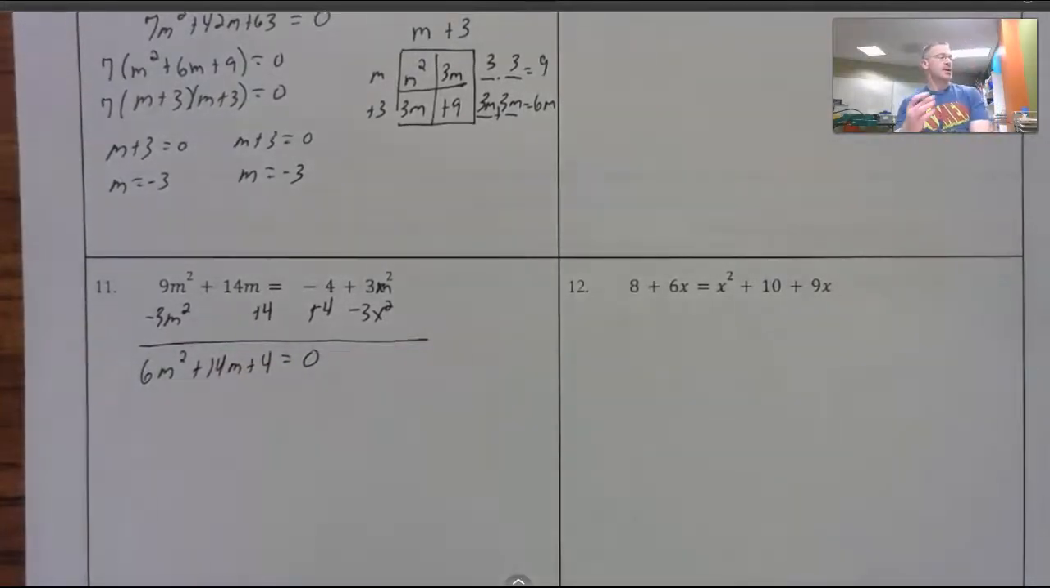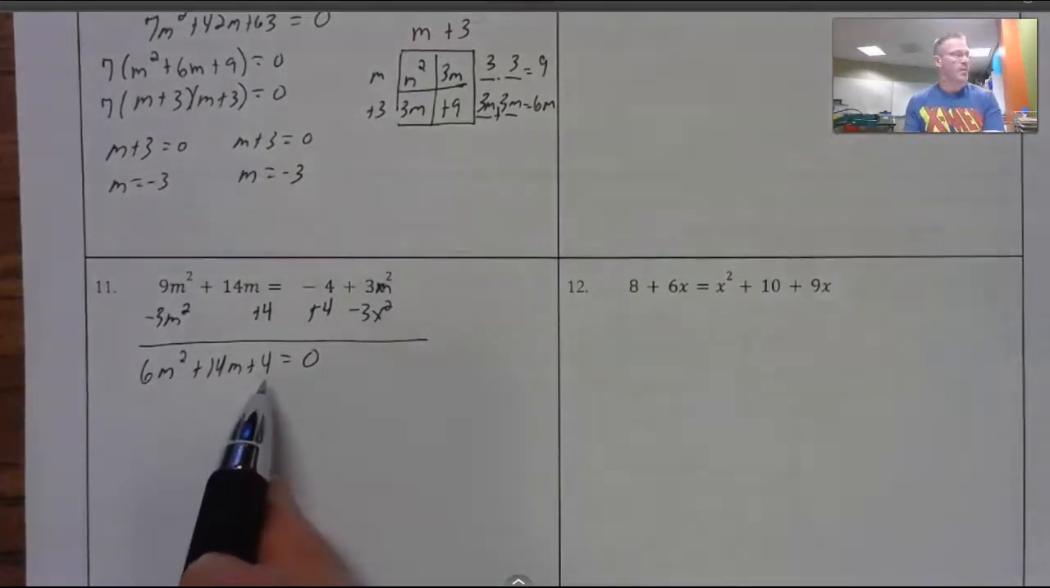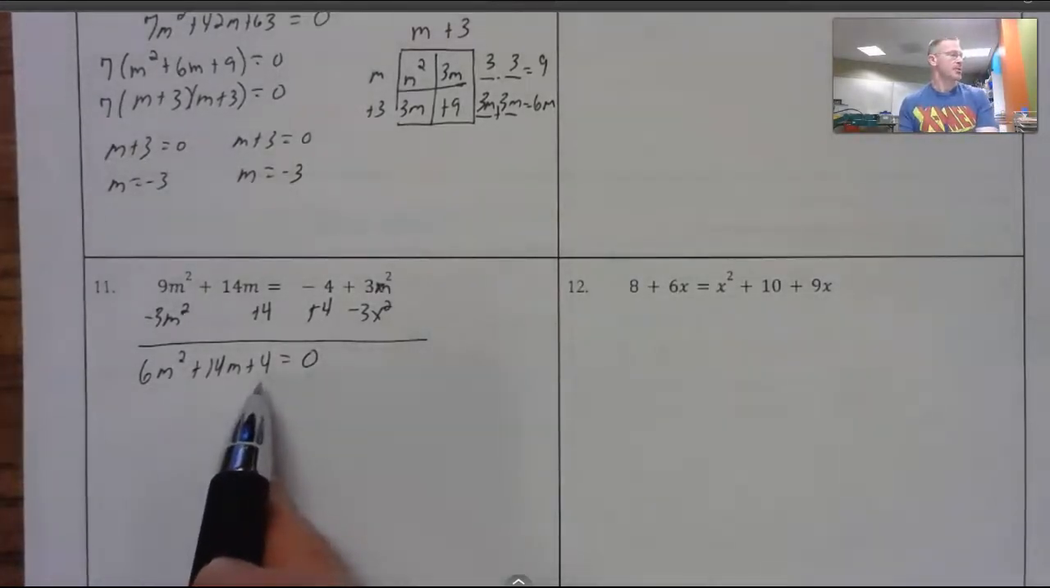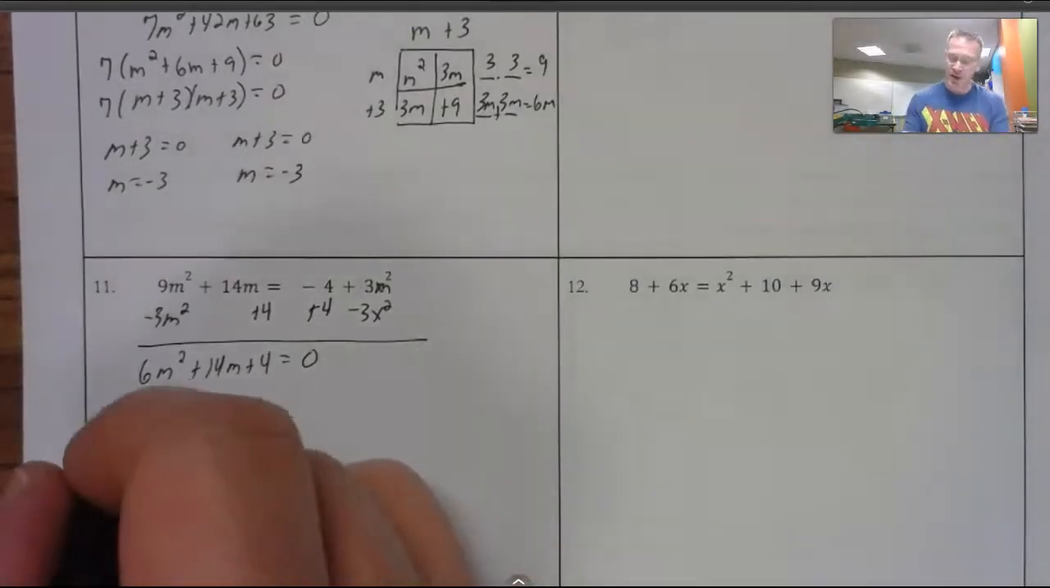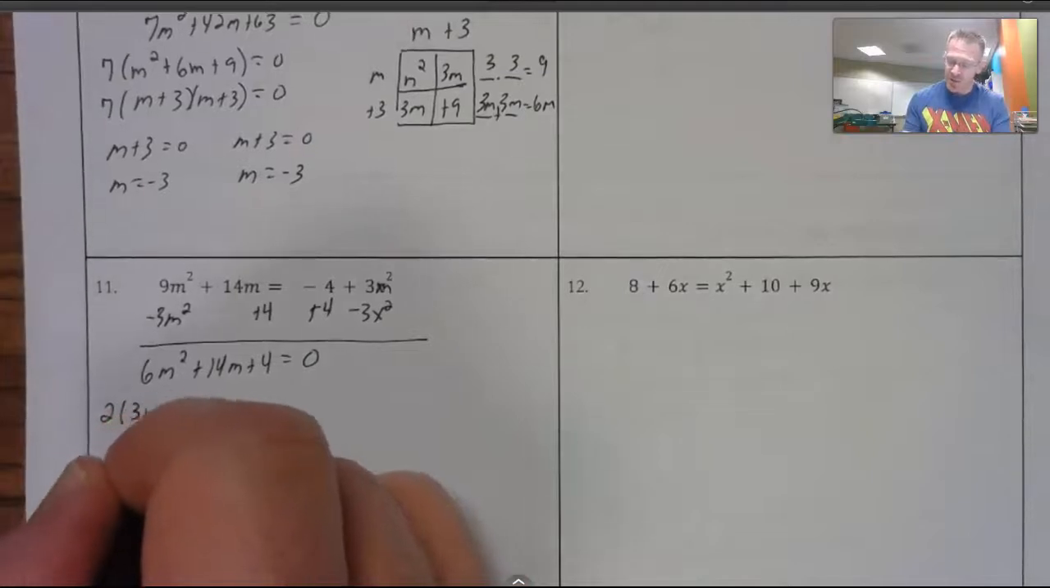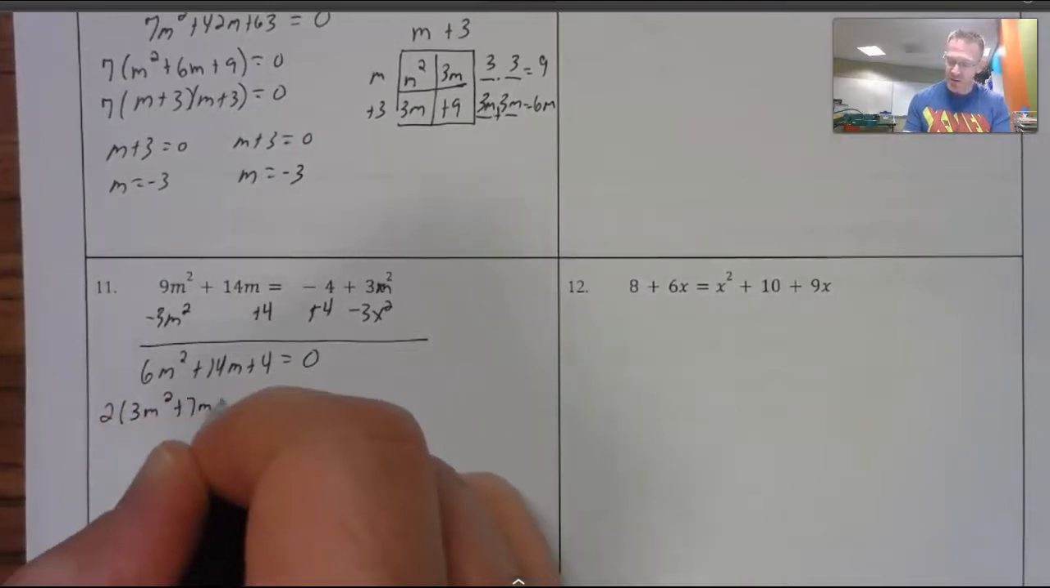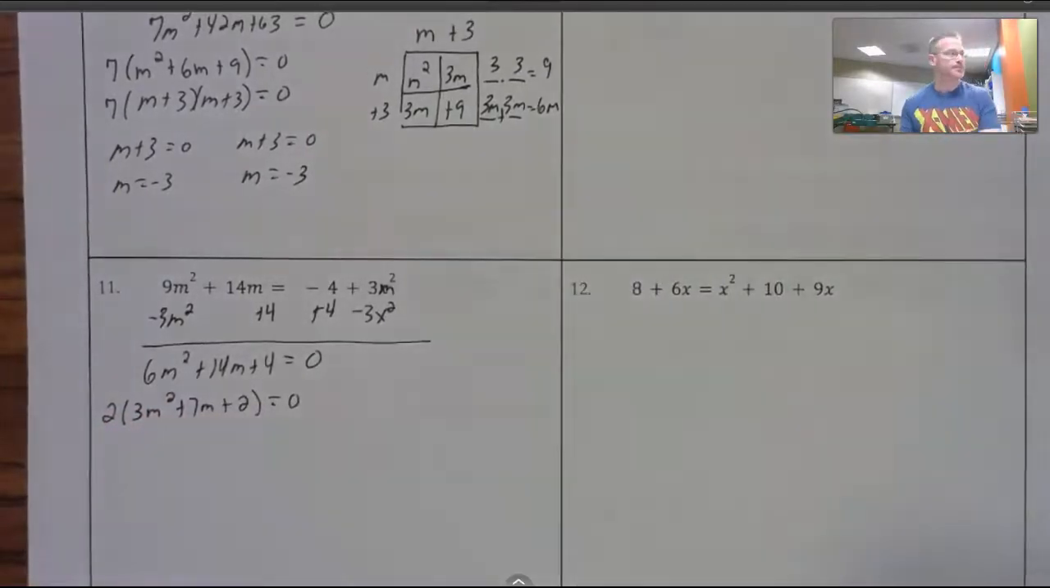Now it's equal to 0, so I'm going to go for my GCF. 4 is my smallest coefficient, so I really only have two choices, either 4 or 2. 4 doesn't go into 14 or 6, but 2 does, so I'm going to factor out a 2. And that gives me 3m squared plus 7m plus 2 is equal to 0.